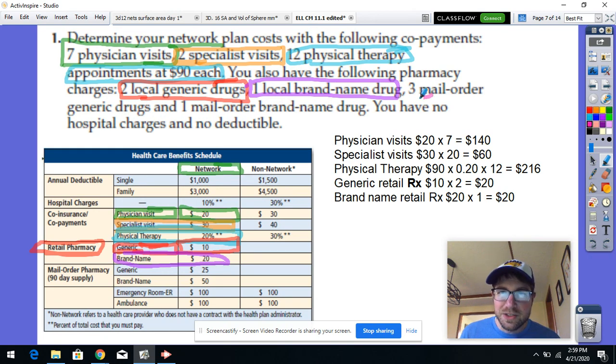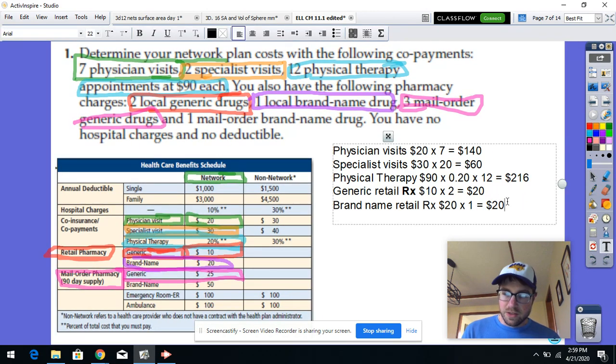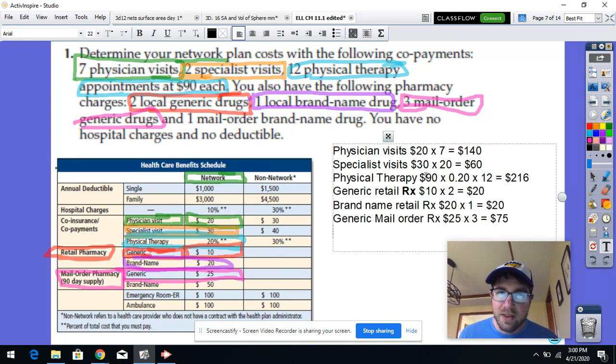Then there's 3 mail order generic drugs. So down here talks about mail order pharmacy. So for each mail order drug that is generic, it's $25. So generic mail order prescription, those are $25 each, and there are 3 of them according to the problem. So $75. And finally, the end.